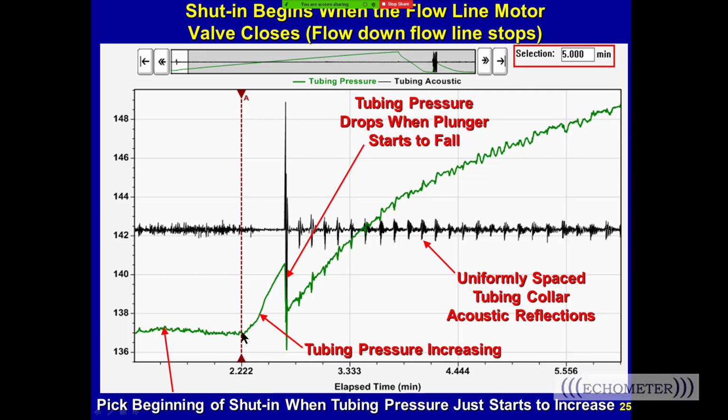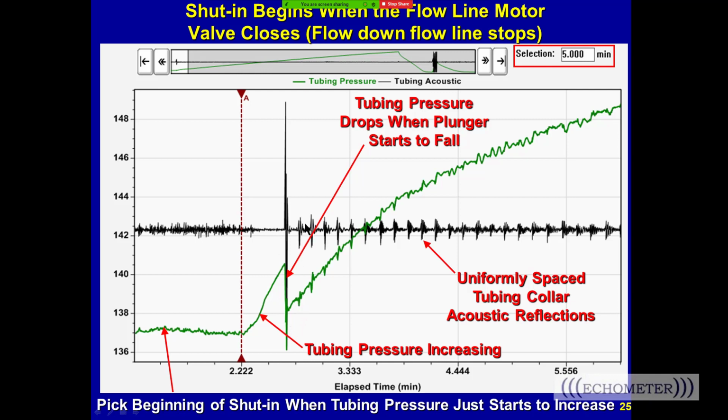Right here, the motor valve closed, and it took a short time for the pressure to build up. Once the pressure built up equal to the weight of the plunger divided by its area, which is about 3 psi, the plunger falls out of the lubricator right there, and that's when it starts to fall. But really, shut-in began right there when the motor valve closed. And notice how it got quiet here. It gets quiet when the motor valve closes.